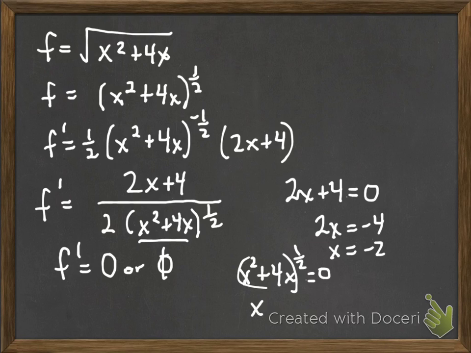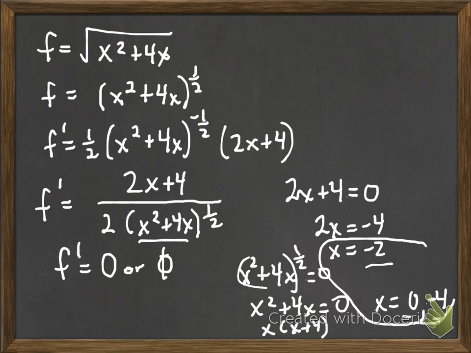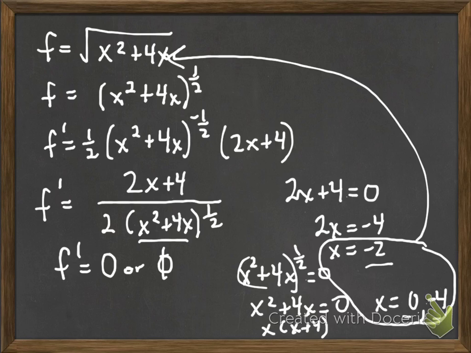Square both sides. X times x plus 4, and you get x equals 0 and negative 4. So those would all be critical numbers: negative 2, 0, and negative 4. And you can always check to make sure your critical numbers are defined on the original function. And they are, so it works out.